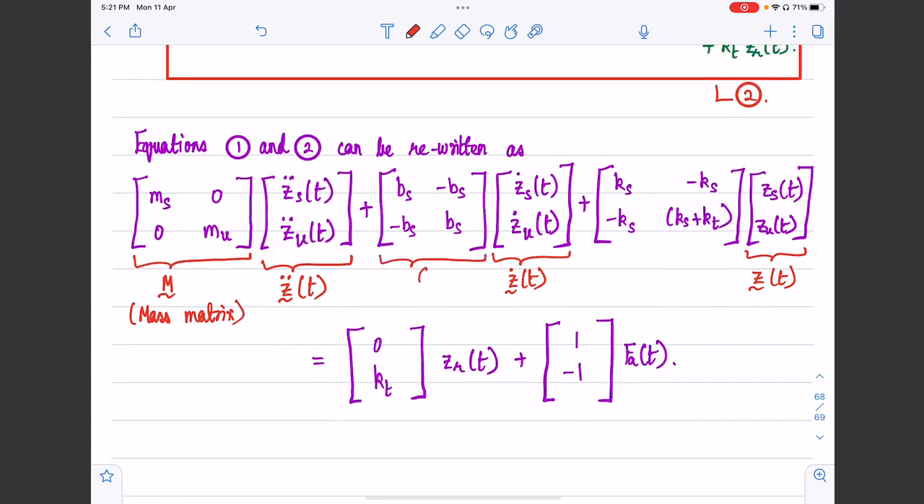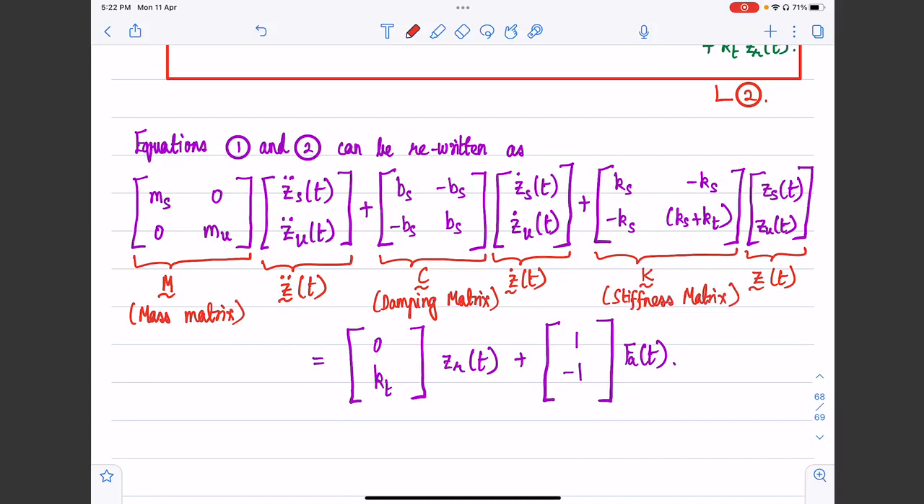This 2 by 2 matrix, Bs, minus Bs, minus Bs and Bs, is what is called the damping matrix C, because that indicates the dissipation that is happening, the damping which is happening in the system. That is why it is called the damping matrix. This matrix is denoted by capital K, and this is what is called a stiffness matrix, because these terms, when multiplied by the displacements, give us the restoring force due to the springs that are appearing in the system. So that's why we are calling it the stiffness matrix.